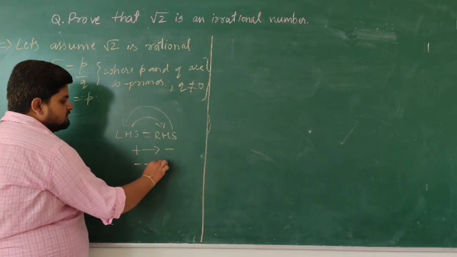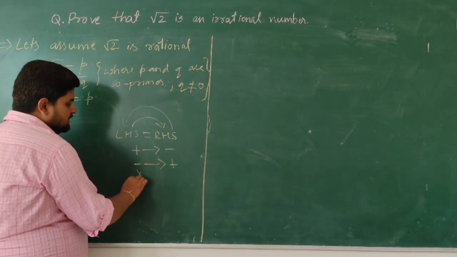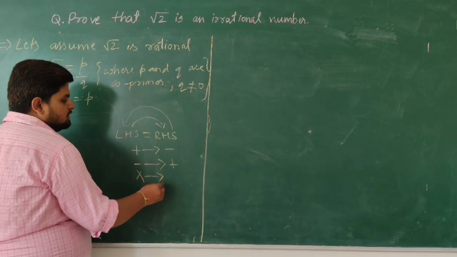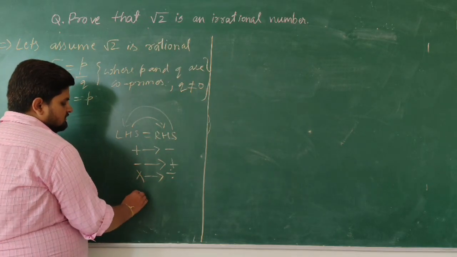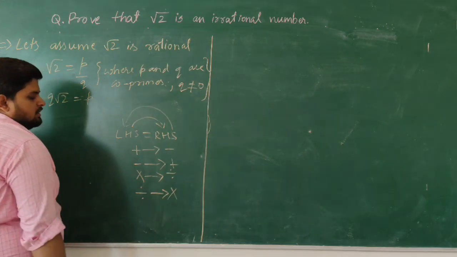If there is a minus sign in front of it, it will change to a plus sign. If there is a multiplication along with it, it will become divided by. If there is a divided by along with it, it will become multiplied.